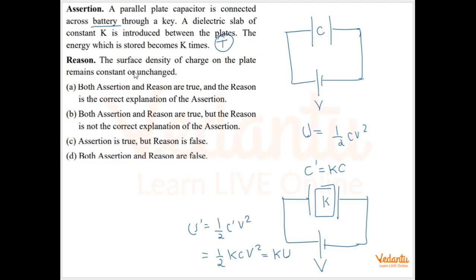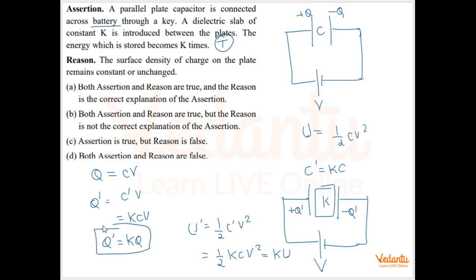Now, they are talking about surface charge density. Let's say the original charge is plus and minus Q, so Q can just be written as CV, and the new charge is Q dash and minus Q dash, my dear bachcha log. So the new charge Q dash will just be equal to C dash into V, that will be KCV, that will be K times Q. Now since the charge is changing, the surface charge density, which is sigma, will also change. The new sigma will be Q dash by A, that will be K times sigma. So reason is definitely false, and therefore option C will be the correct answer.